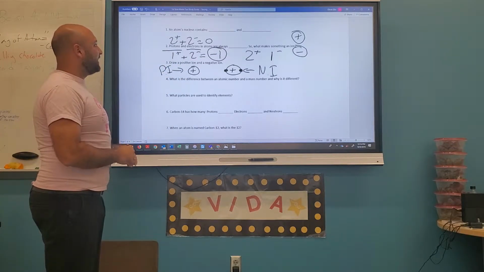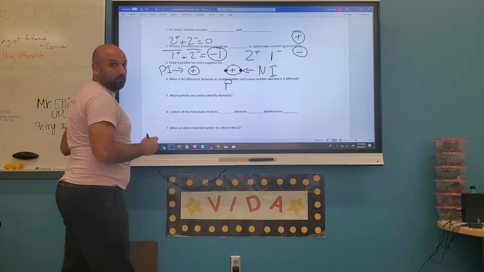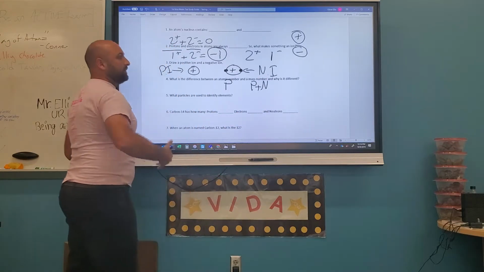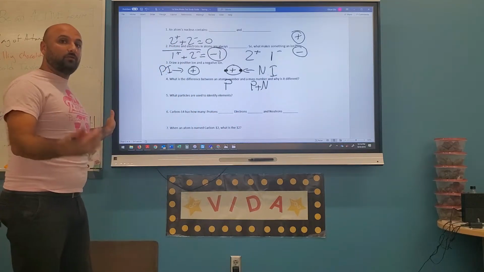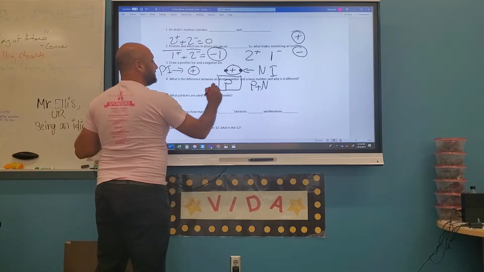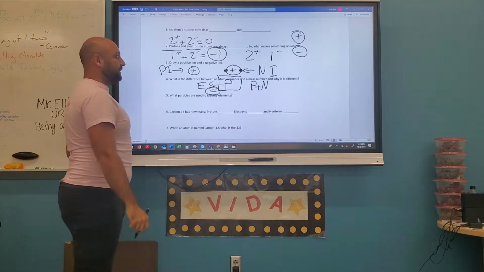What's the difference between an atomic number and a mass number, and why is it different? The atomic number is just the number of protons. The mass number is the protons plus the neutrons. Protons, neutrons, find the sum that gives you the mass number. The only thing about atomic number is, yes, it shows the protons, but it also shows the number of electrons, because those 2 things for an atom must always be equal.